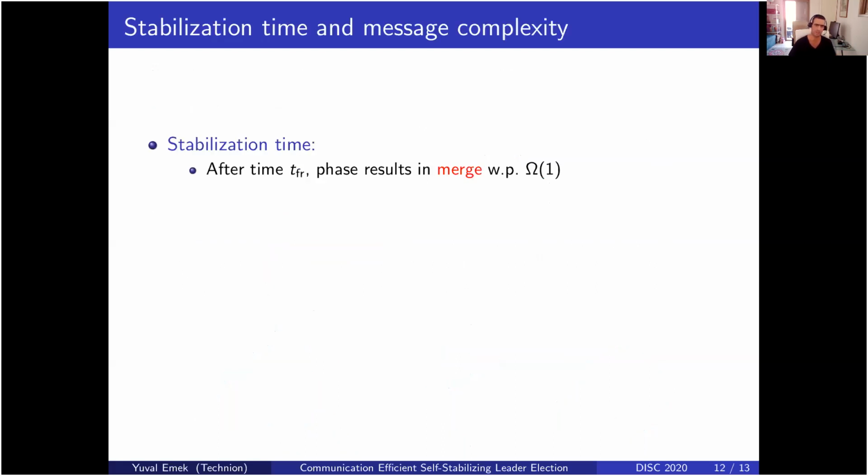Now for the stabilization time, we prove that after the fault recovery time TFR, any phase results in a merge with a positive constant probability. And using that, we show that the stabilization time of the algorithm is order of n log square n in expectation and with high probability.